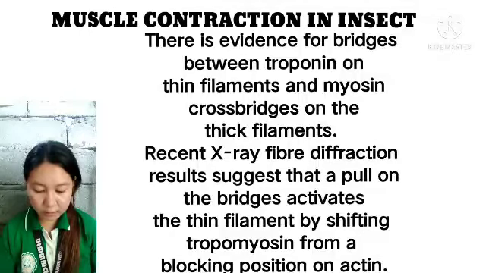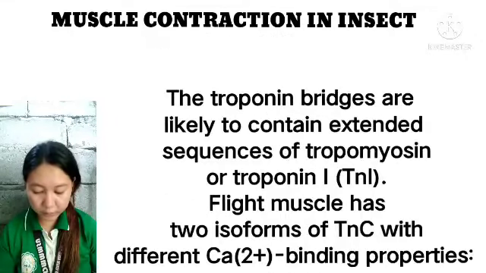There is evidence for bridges between troponin on thin filaments and myosin cross bridges on the thick filaments. Recent X-ray fiber diffraction results suggest that a pull on the bridges activates the thin filament by shifting tropomyosin from a blocking position on actin. The troponin bridges are likely to contain extended sequences of tropomyosin or troponin.